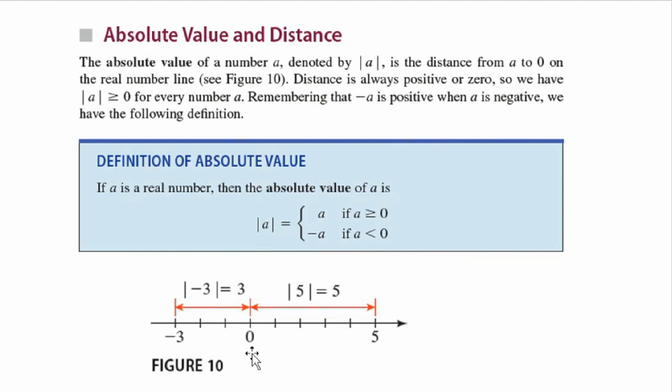For example here, if A is negative 3, the absolute value of negative 3 is equal to 3, because if you take the distance from 0 to negative 3 or negative 3 to 0, the distance is just 3. Including this one, this is now the absolute value of 5. So the distance for that is just 5.